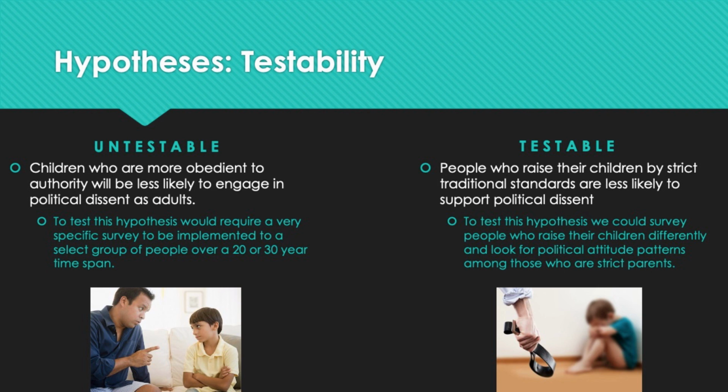So one hypothesis, which is really interesting, right, could be children who are more obedient to authority will be less likely to engage in political dissent as adults. And really, that's interesting, right? But if we think about it, in order to test this hypothesis, it would require a very specific survey to be implemented to a select group of people, and we would probably want to measure these several different factors over time, maybe a period of 20 or 30 years.